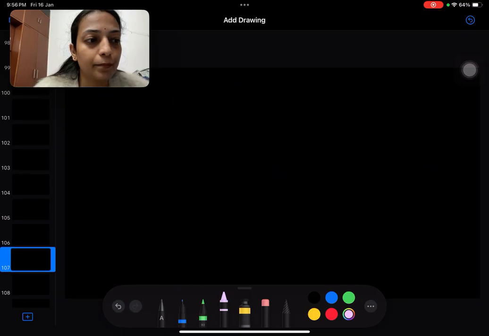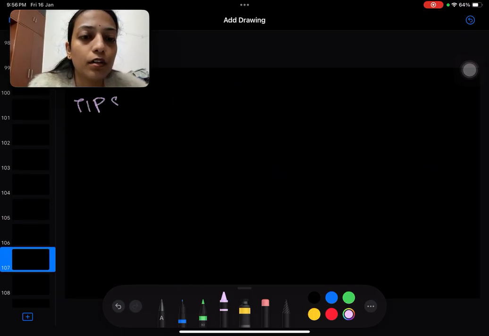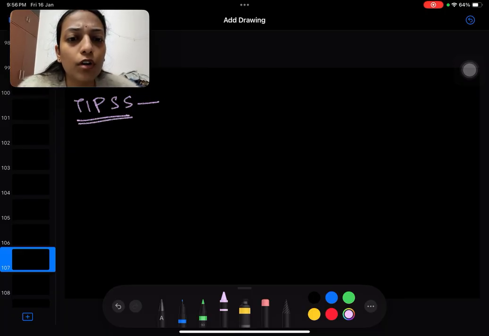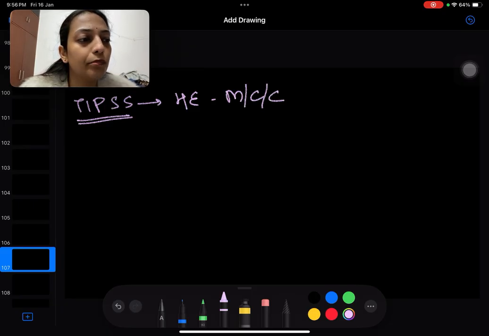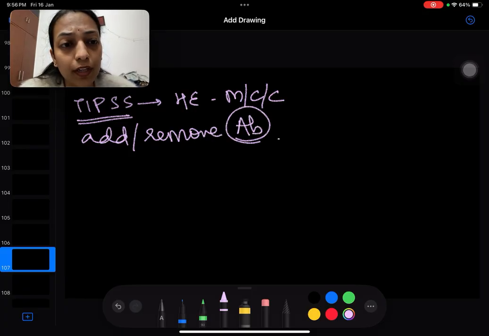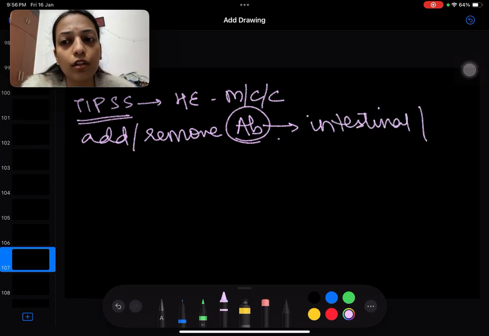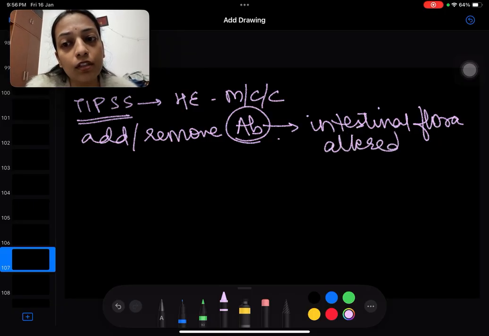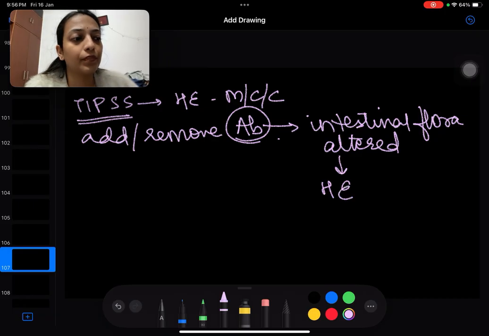After TIPS, transjugular intrahepatic portosystemic shunting, if you all must know, HE is the most common complication, right? Now, if you add or remove any antibiotic from the ongoing regimen, the intestinal flora, the bacterial flora, gets altered. This can also precipitate HE, right?